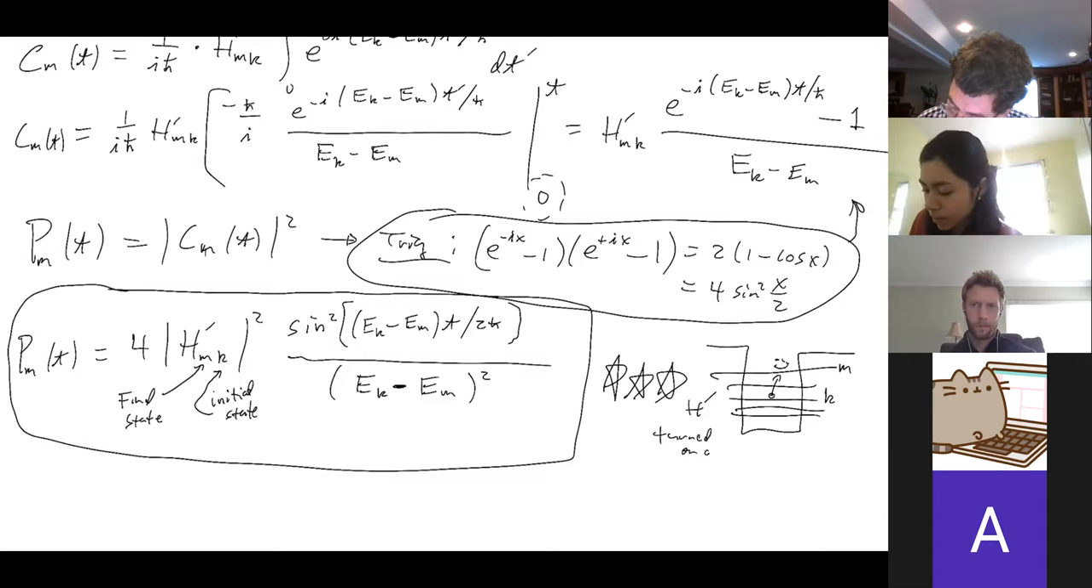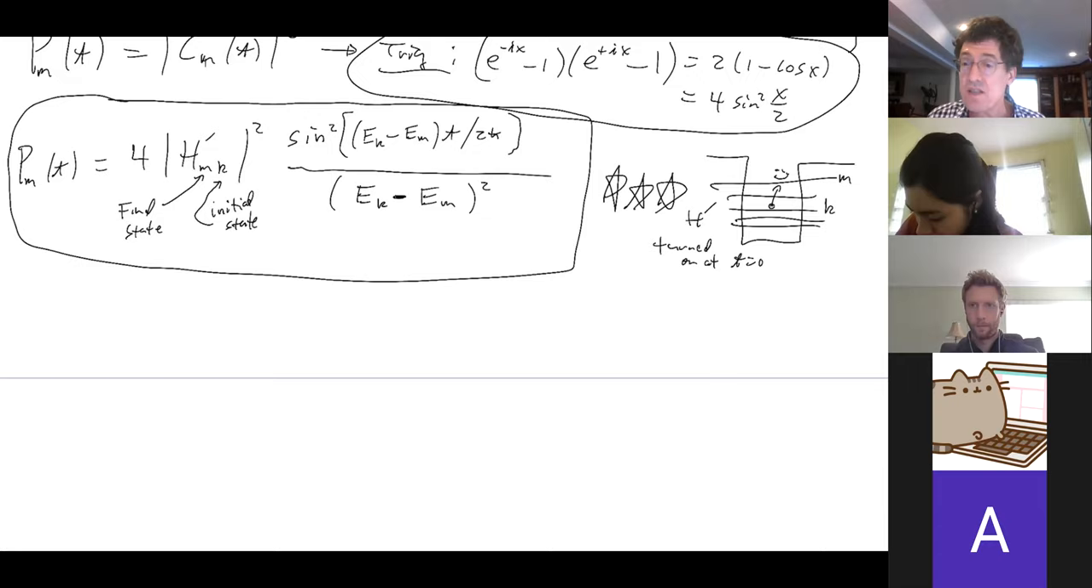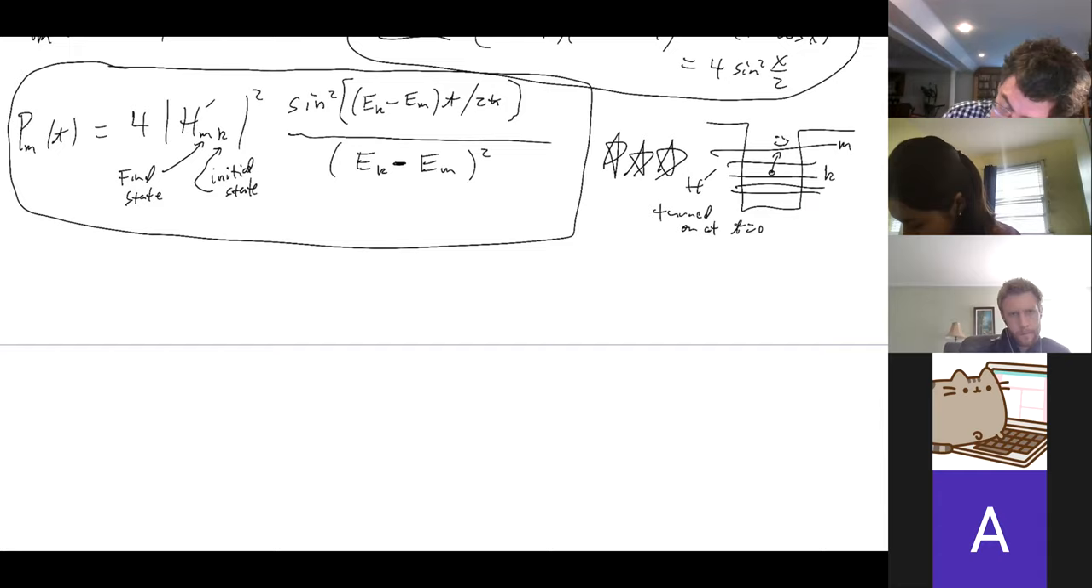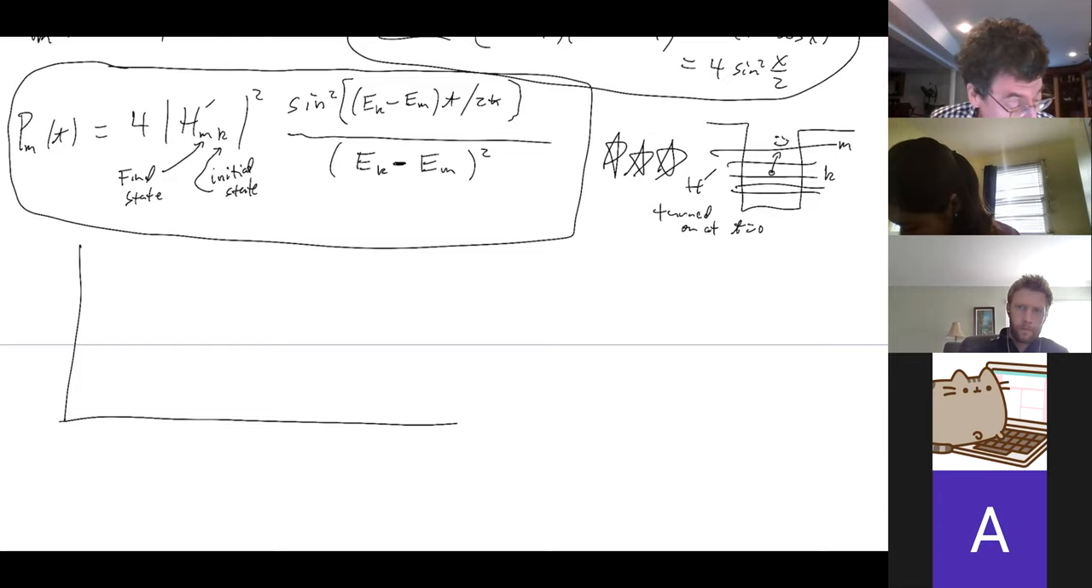So let's try to understand this. There's a lot going on in this equation. It was not hard to derive, we just did that integral and squared it. So the math is pretty easy, but there's a lot of physics buried in the math. So to understand what's going on here, let's plot it first as a function of time.